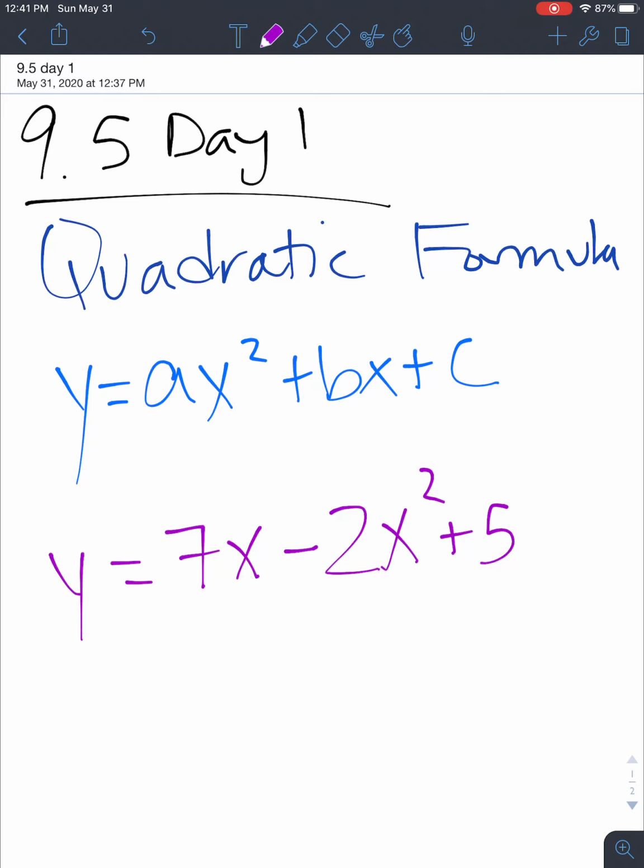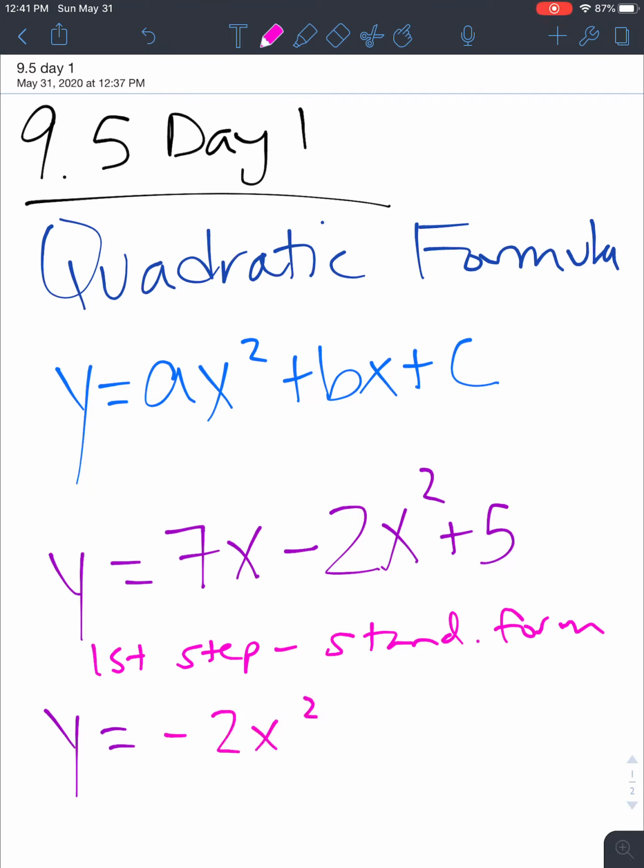It's really important to put these in standard form by putting that x squared term first, and I'm always going to recommend that's your first step, all right? So I'm going to write that in pink, that your first step is to put in standard form. If you haven't already done so, make sure you're trying that out now. So you should get that the standard form of our problem is y equals negative 2x squared plus 7x plus 5, all right?